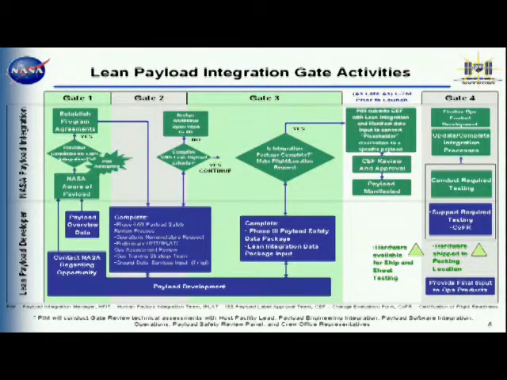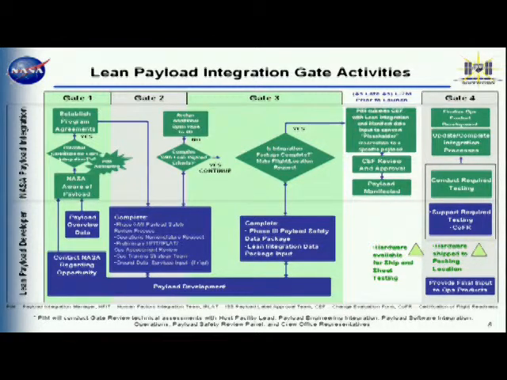You'll notice there's not really any time frames on this chart. The only time frame is as late as 7 months prior to launch you could be manifested. So everything, Gate 1, Gate 2, and Gate 3, the time frame can be conducted as appropriate with your payload development cycle. Okay? So let's look at Gate 1.